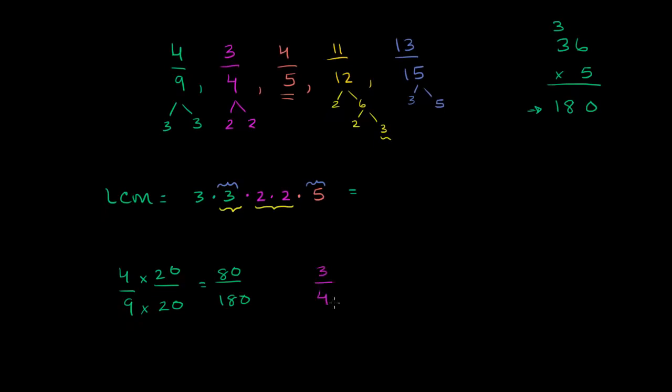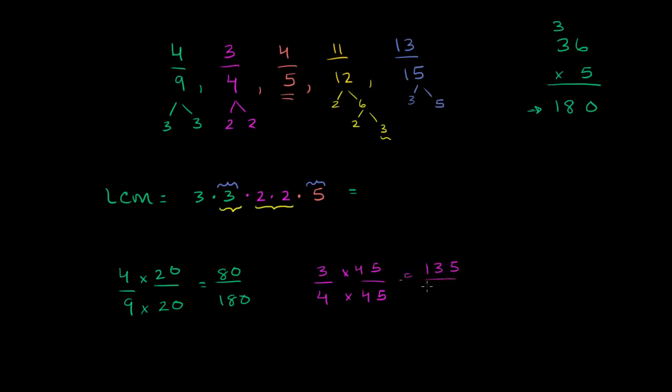Well, what do we have to multiply the denominator by to get us to 180? So it looks like 45. You could divide 4 into 180 to figure that out. But if you take 4 times 45, 4 times 40 is 160. 4 times 5 is 20. You add them up, you get 180. So if you multiply the denominator by 45, you also have to multiply the numerator by 45. 3 times 45 is 120 plus 15, so it's 135.